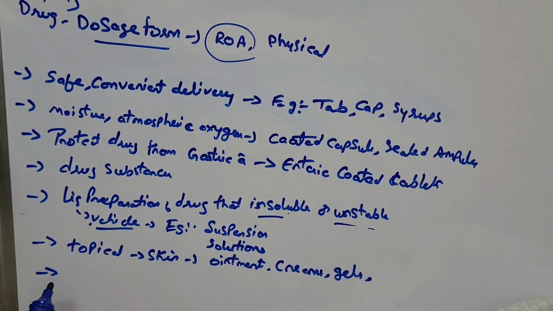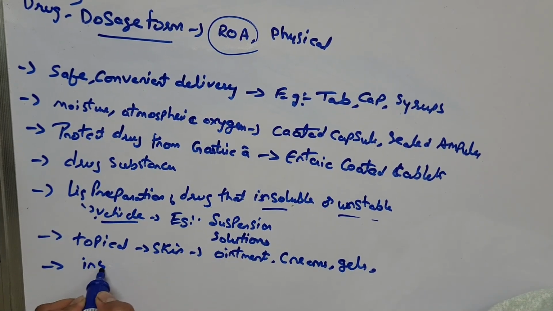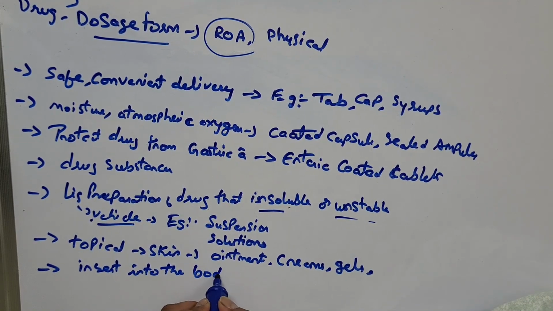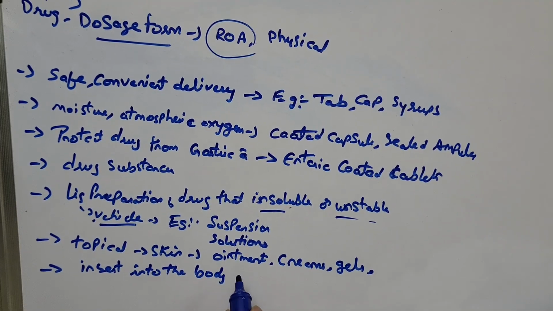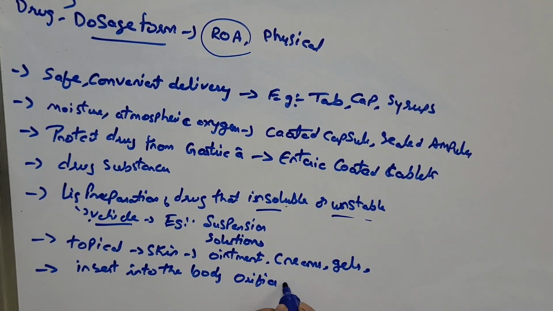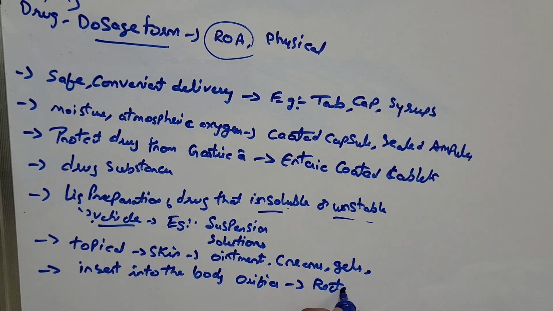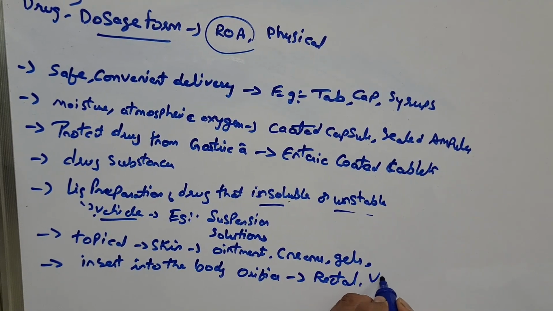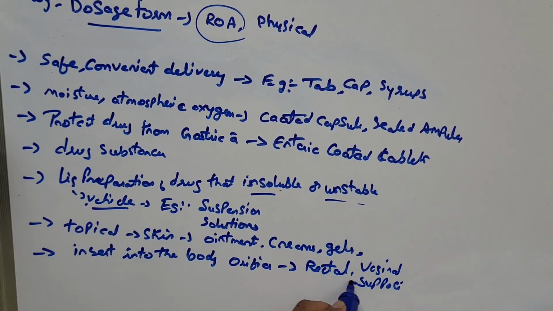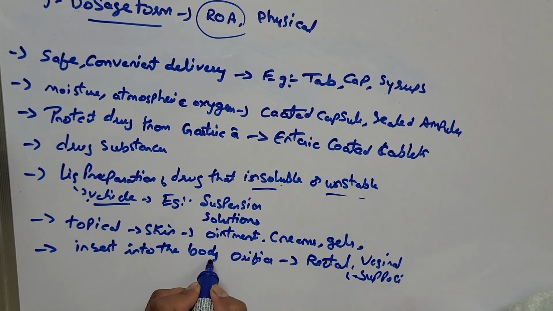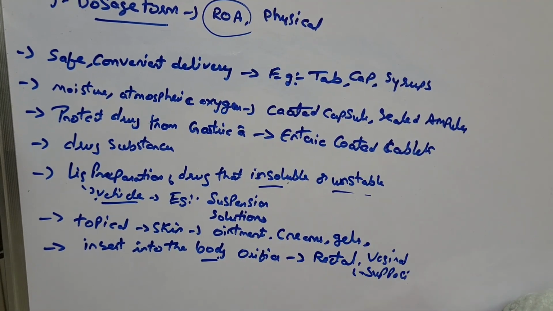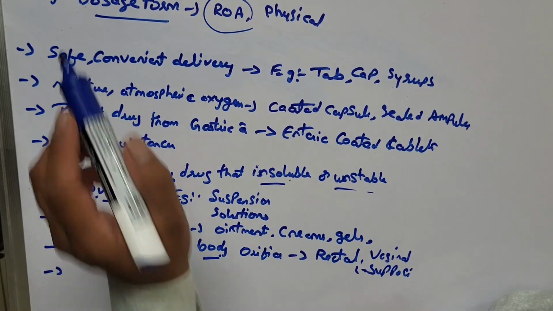And next, the drugs that are inserted into the body cavities or body orifices. The examples are rectal and vaginal suppositories. Suppositories are semi-solid. When they enter the body, because of body temperature, they melt and show the therapeutic activity. So that is why we need these dosage forms.